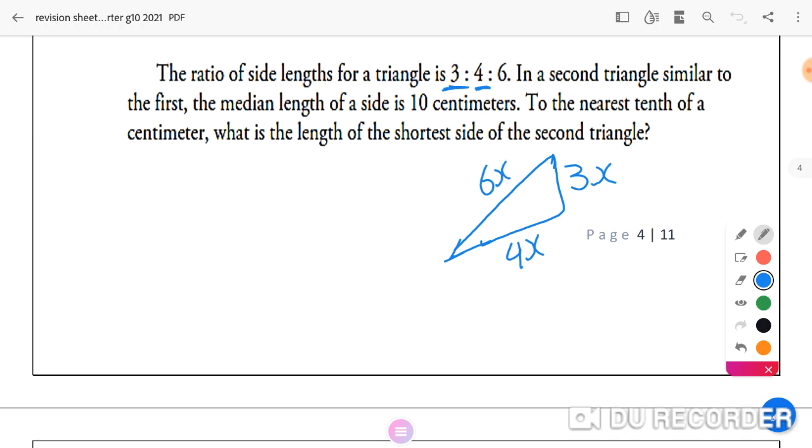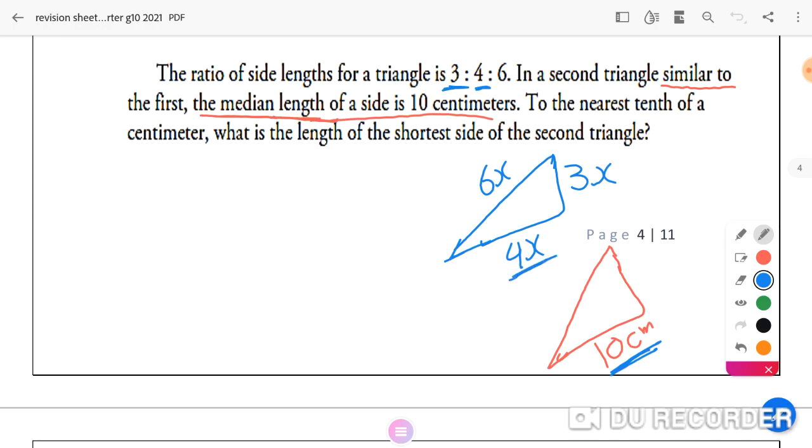Okay, and the second triangle, I will sketch it in red. The second triangle is similar to the first triangle, and actually we're given the length of the median or the middle side, which is 10 centimeters. So guys, let's have a look at these two similar triangles. Once we're given that these two triangles are similar, then their corresponding sides must be proportional. So I can say that this side corresponds to this side, so they must be proportional.